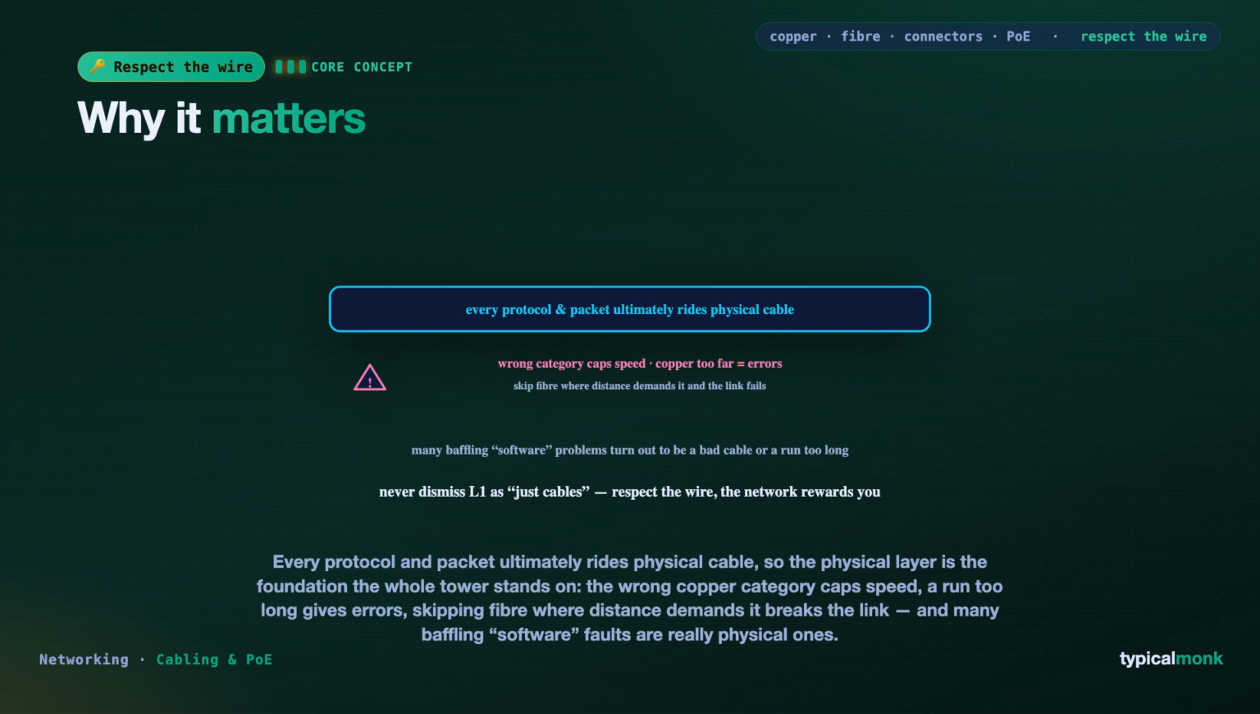So the takeaway, every layer and protocol ultimately rides physical cable. So the physical layer is the foundation of the whole network. Getting the cable, distance, and connectors right is what lets everything above it actually perform. And many apparent software design faults are really physical ones.